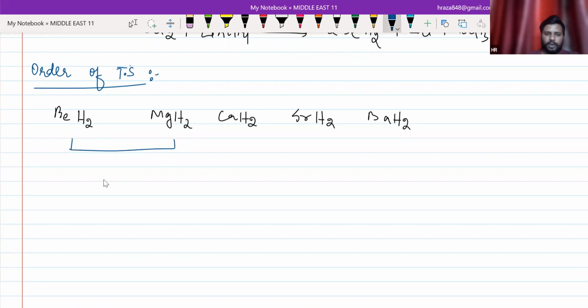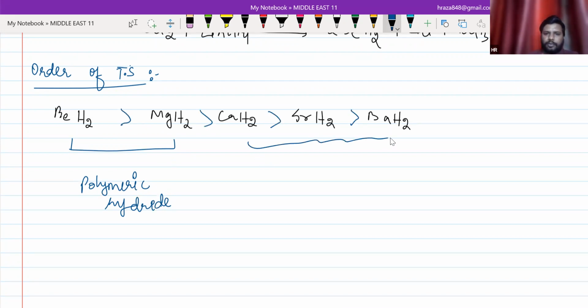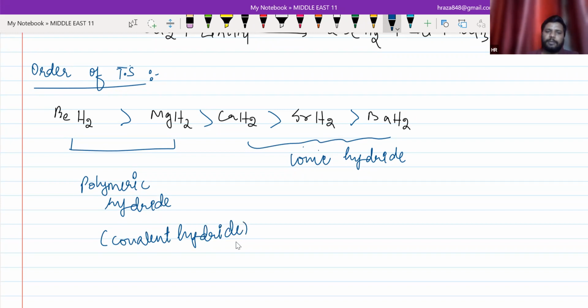BeH2 and MgH2 are polymeric hydrides. They will be in polymer form. That's why they will have more molecular weight, and if molecular weight increases, van der Waals force of attraction increases. That's why the order will be like this. And these three are ionic hydrides. These two are covalent hydrides, and being covalent, their thermal stability is high because these two exist as polymeric hydrides. That's why. Is that clear?